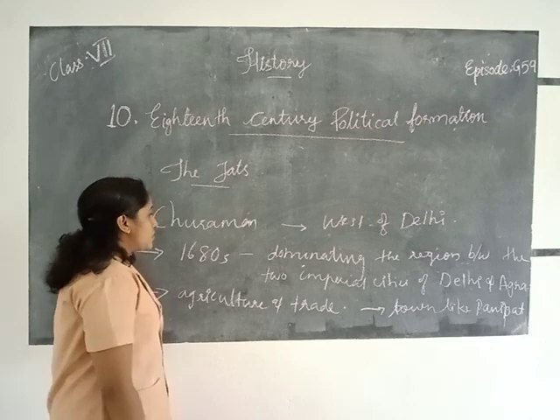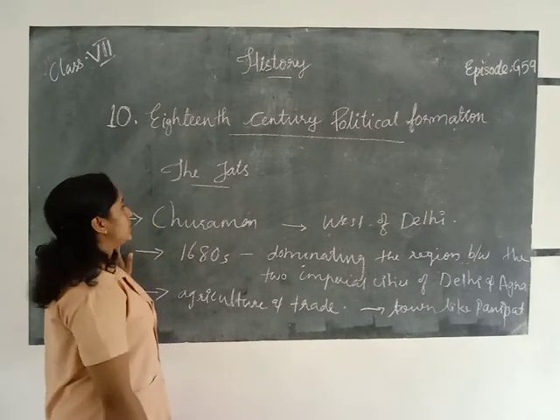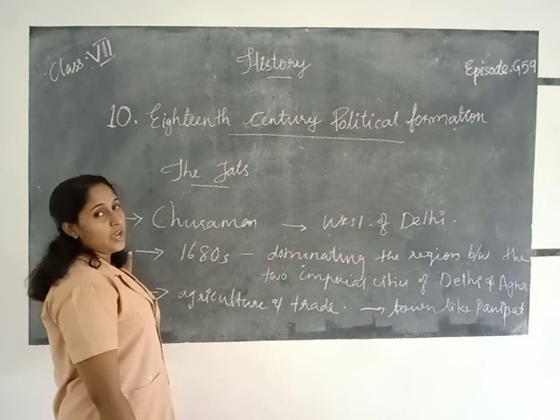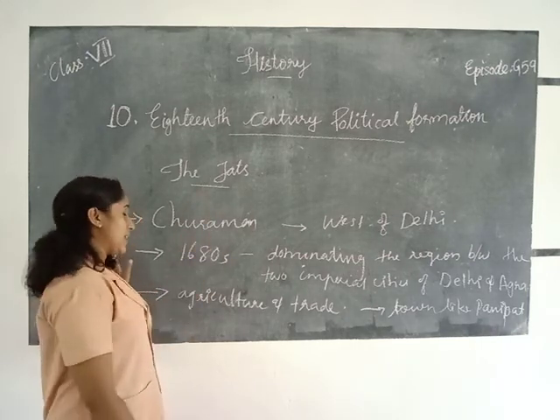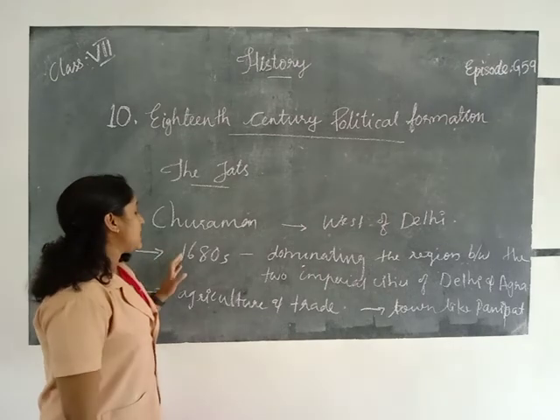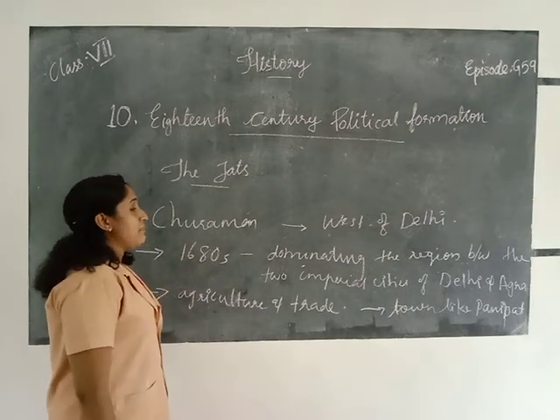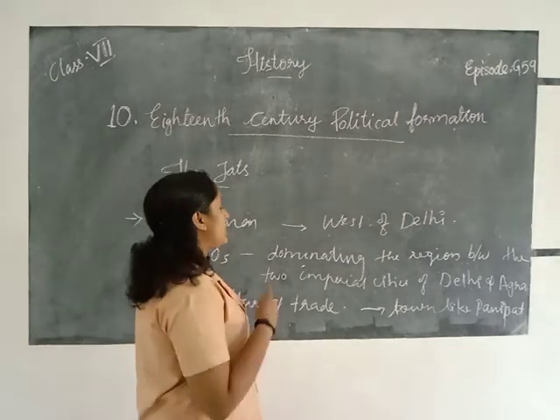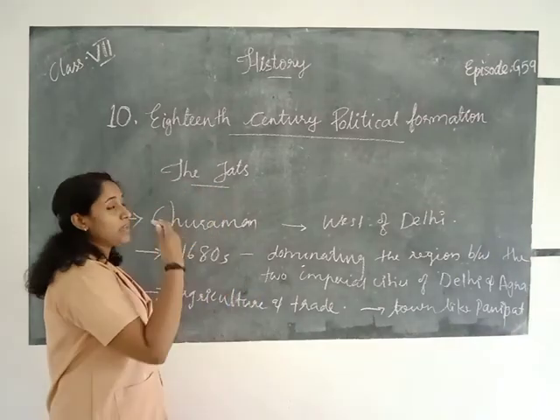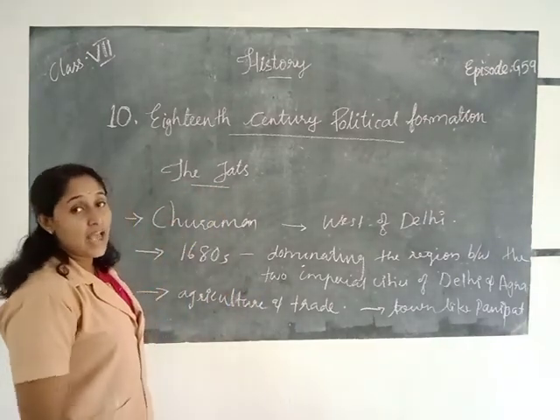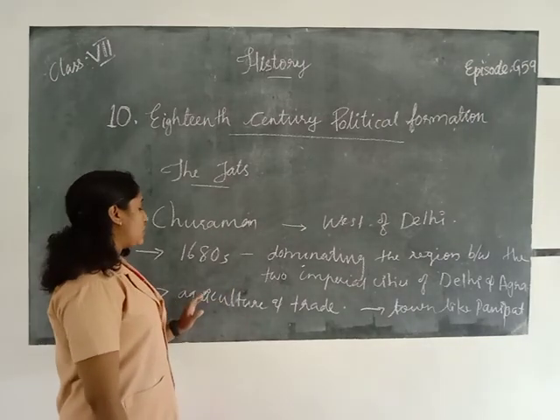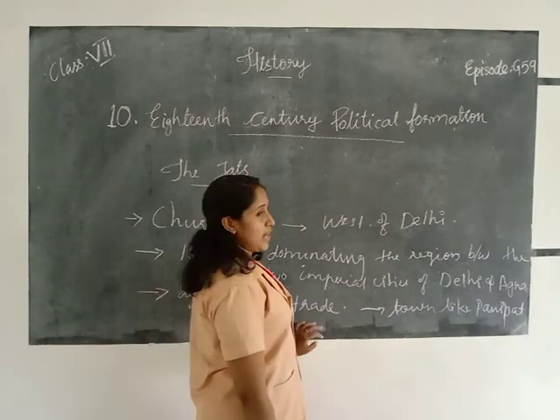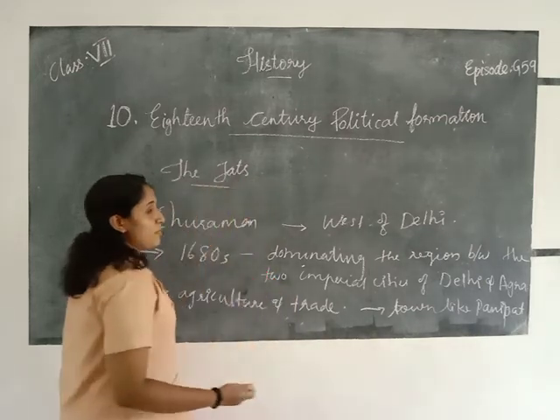Under the rulership of Edamon, the Jats became more powerful towards the west of Delhi. By the 1680s, the Jats were dominating the region between the two imperial cities of Delhi and Agra. They also gave more importance to the agriculture sector and trade. That means they had prosperous agriculture.